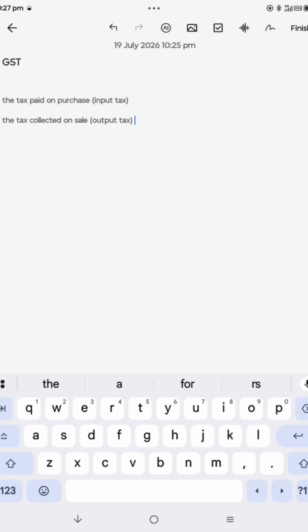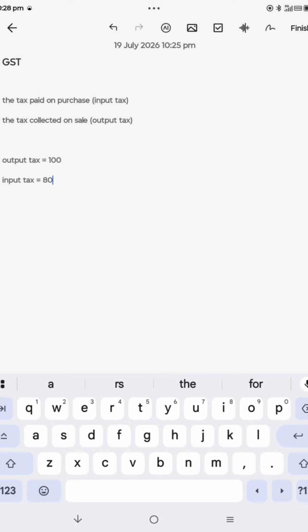मगर सपोज करते हैं कि इनपुट टैक्स 80 है। सपोज हम सपोज करते हैं कि आउटपुट टैक्स इज इक्वल टू 100। ₹100 and the input tax is equal to ₹80.